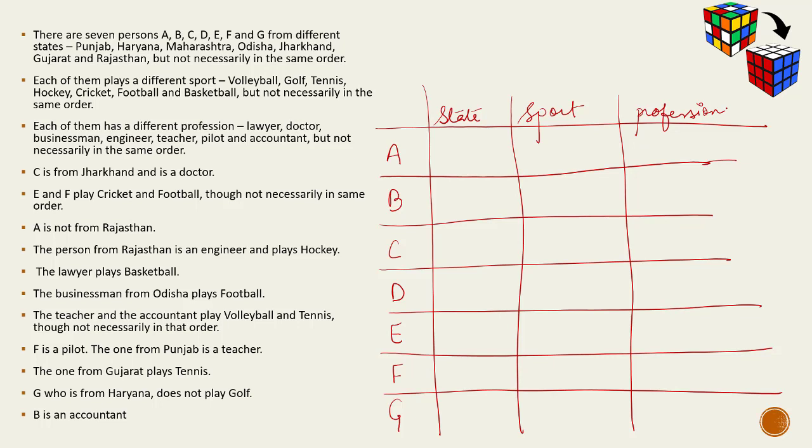For example, C is from Jharkhand and is a doctor. So there is a definiteness to this. C is from Jharkhand, is a doctor. E and F play cricket and football, but not necessarily in the same order. So I'm just writing in short form that these are the possibilities as far as the sports are concerned. A is not from Rajasthan. As I've shared earlier also, make sure that you're writing the negations. The person from Rajasthan is an engineer, plays hockey. Now this is not definite data, but this will become useful for me later on. So I'm just noting it down.